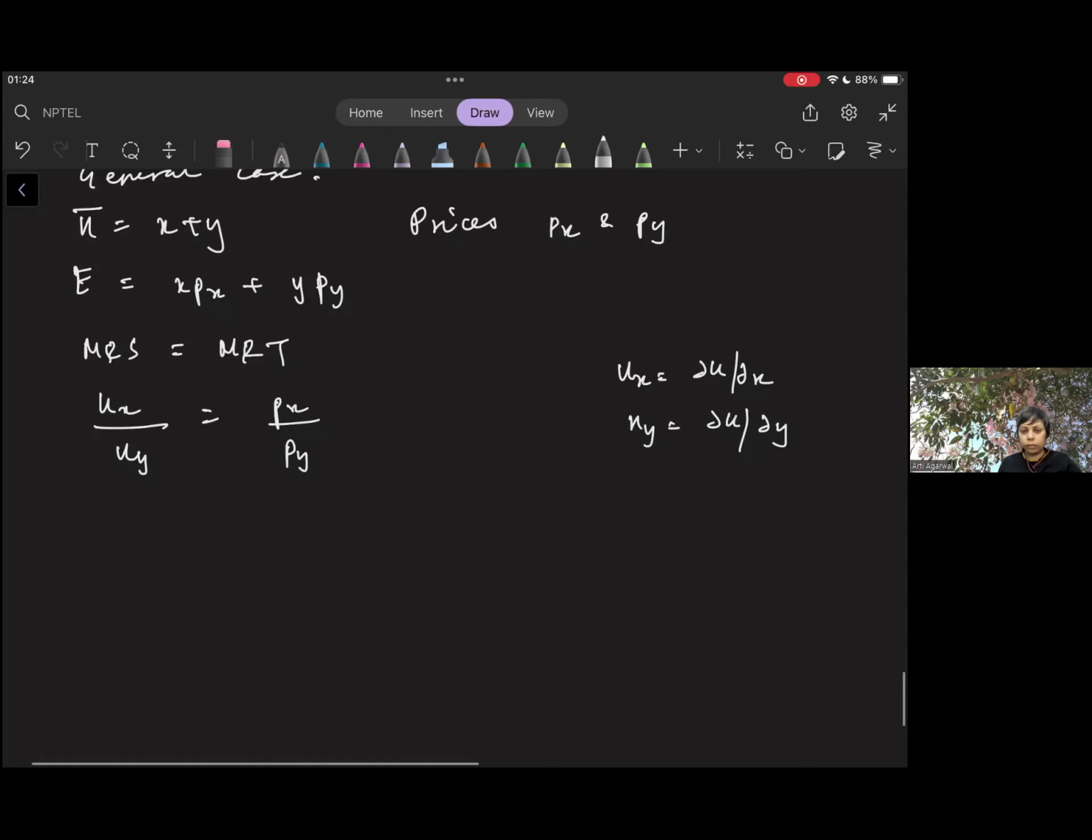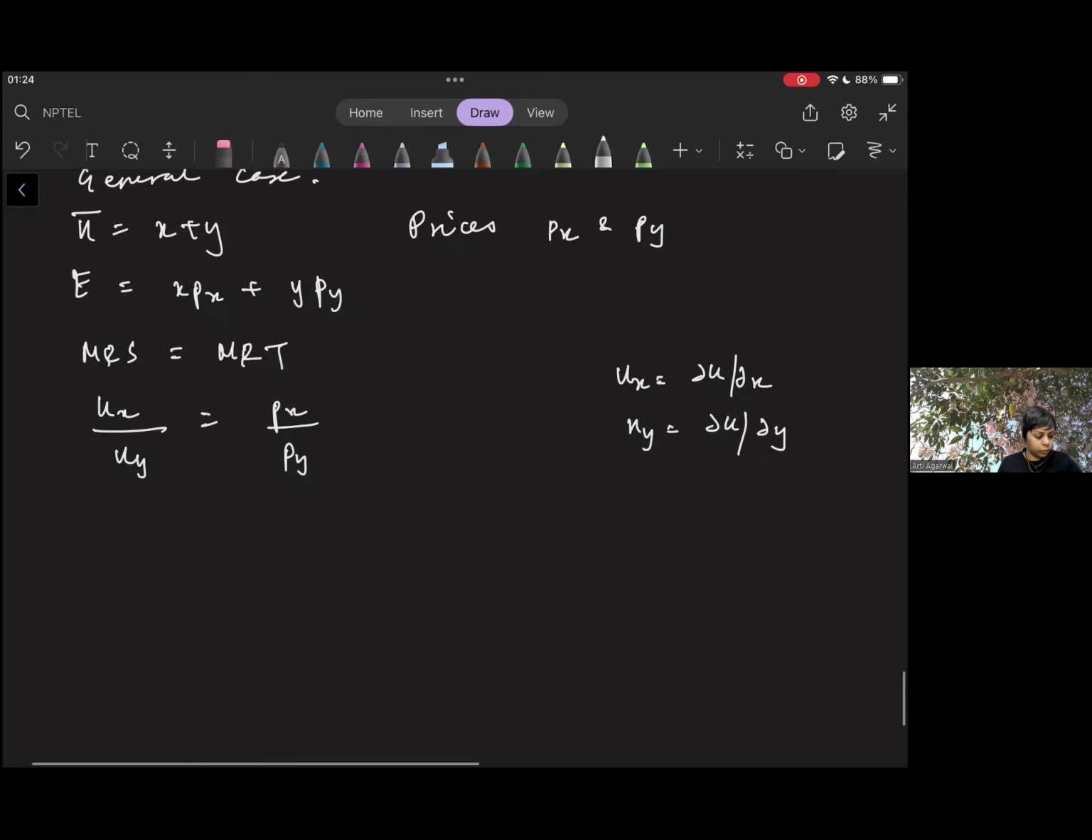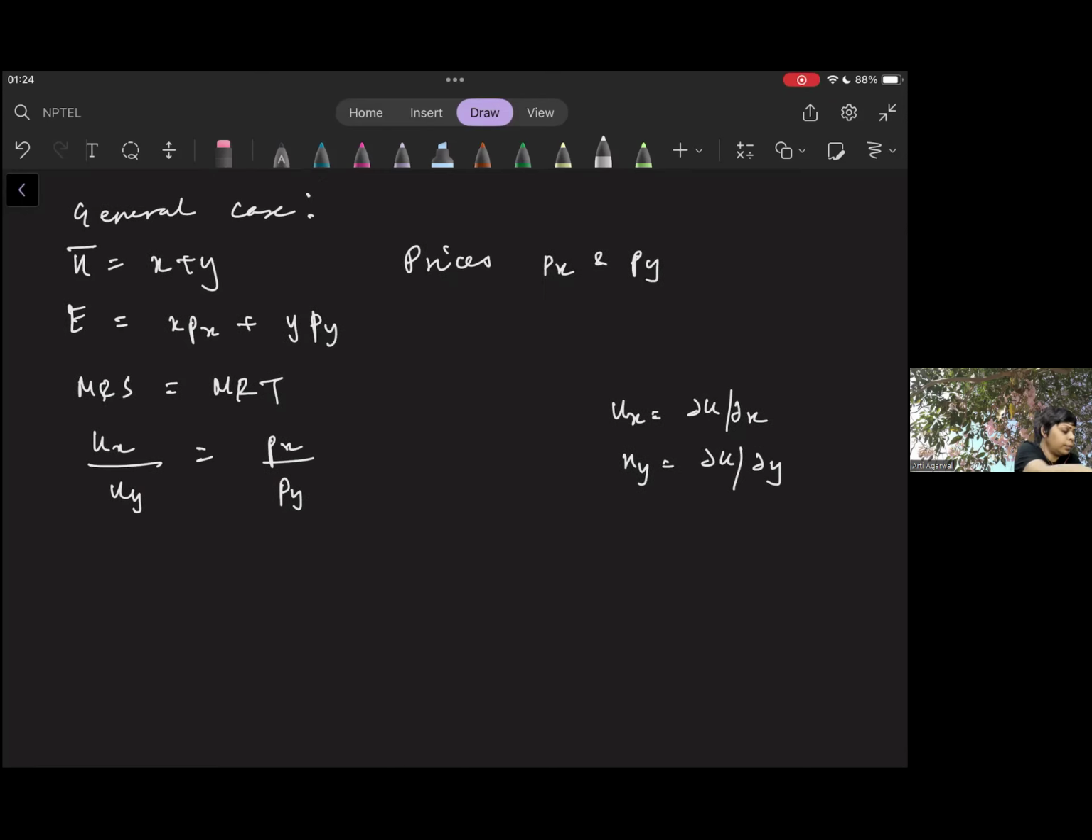Partial derivative with respect to x here is what? Actually, I think we may have taken a slightly different value. Just sorry, give me a moment.